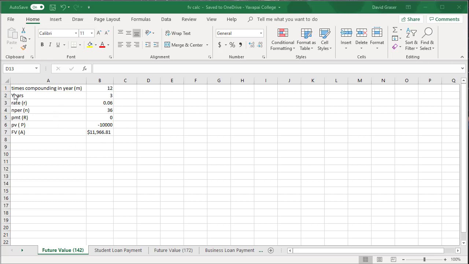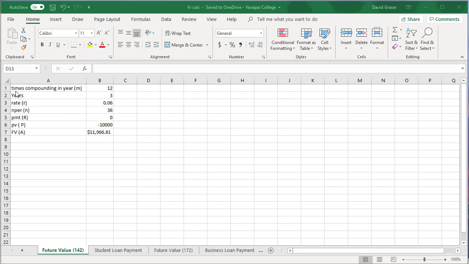It has a number of terms in column A and then some numbers and calculations in column B. The numbers that you will use in column B will be different for each one of you based on what is in the assignment page. So first let's take a look at what we have here.